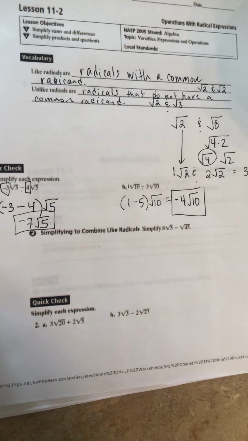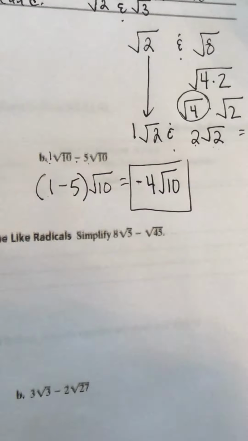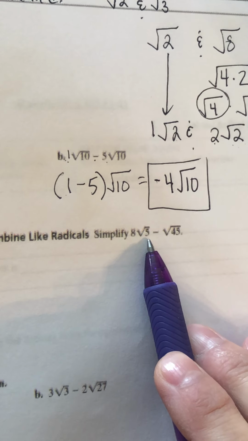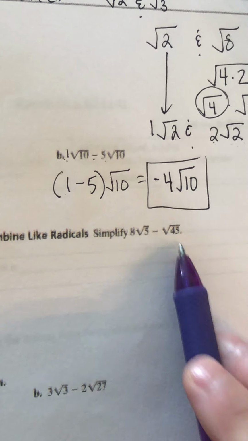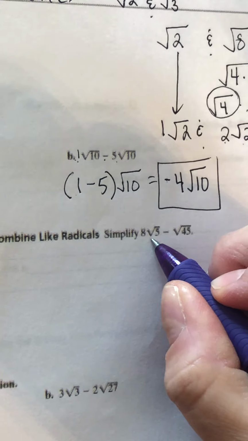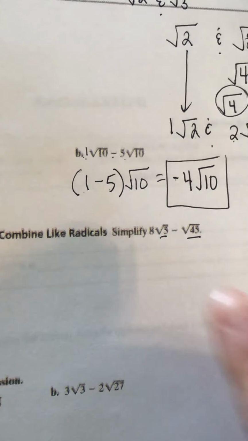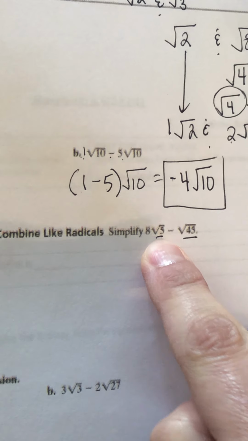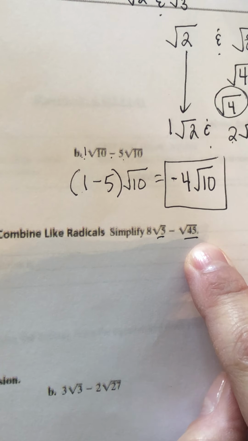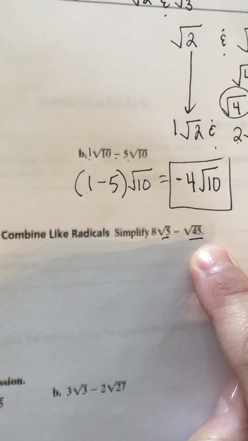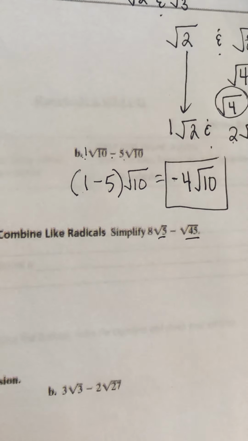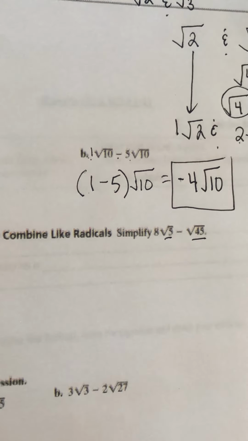All right, down here, this is where you're going to have to do a little bit more work up front. We have 8 square roots of 5, and we're supposed to take away the square root of 45. So at first glance, I would say that those two terms don't appear to be like radicals because the first one has a radicand of 5, and that's got a radicand of 45. So I'm going to have to see if I can do a little bit of work with one or both of those radicands so that maybe I can eventually subtract.